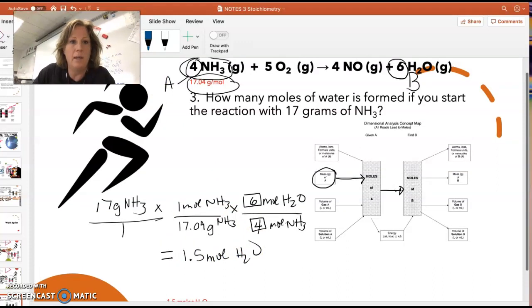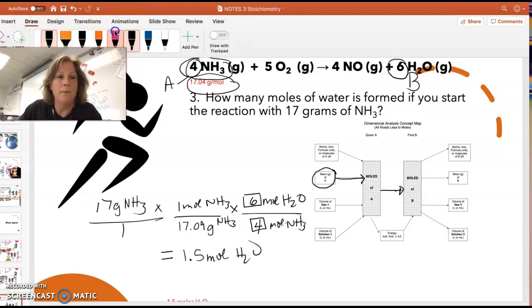And you can see that dimensionally it works. The grams go, the moles go, and I end up with moles of water. And I wanted moles of water.